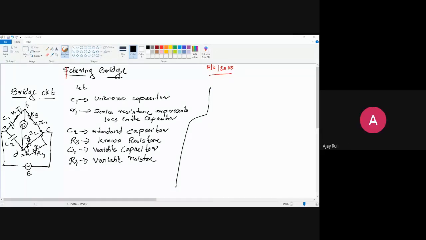Sir, R1 we should denote with the small letter r, sir. Yes, r1 is small. It is the series resistance representing loss in the capacitor.